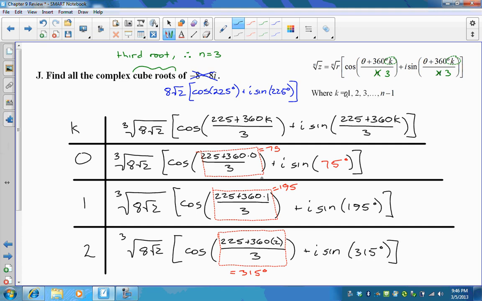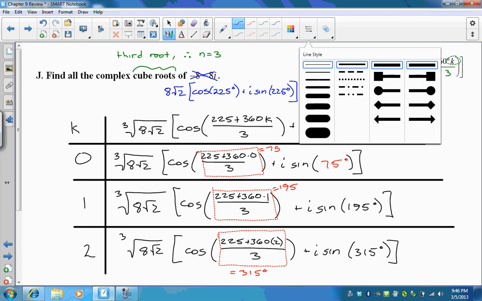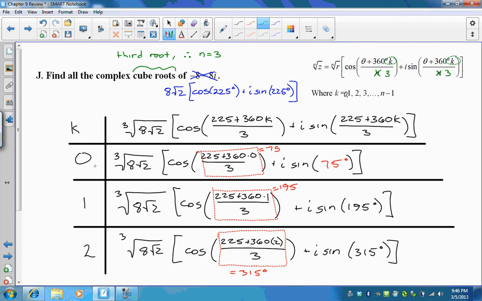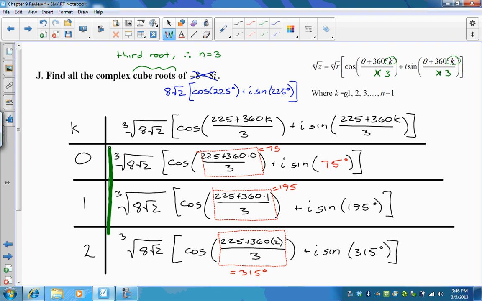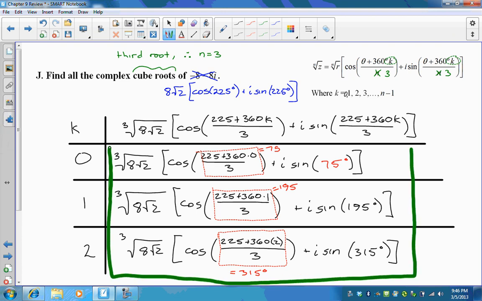And those are your 3 answers. You actually do have 3 answers for these problems. These are beastly problems. These are your 3 answers right here. So whatever root you're looking for, since I was looking for the cube root, we got 3 answers. If I was looking for the square root, there'd be 2 answers. If I was looking for the 9th root, there'd be 9 answers.